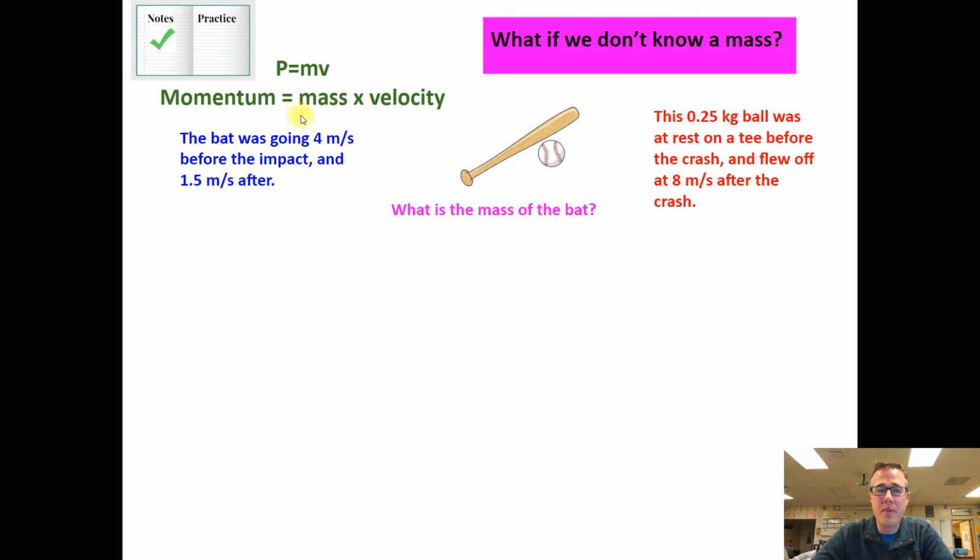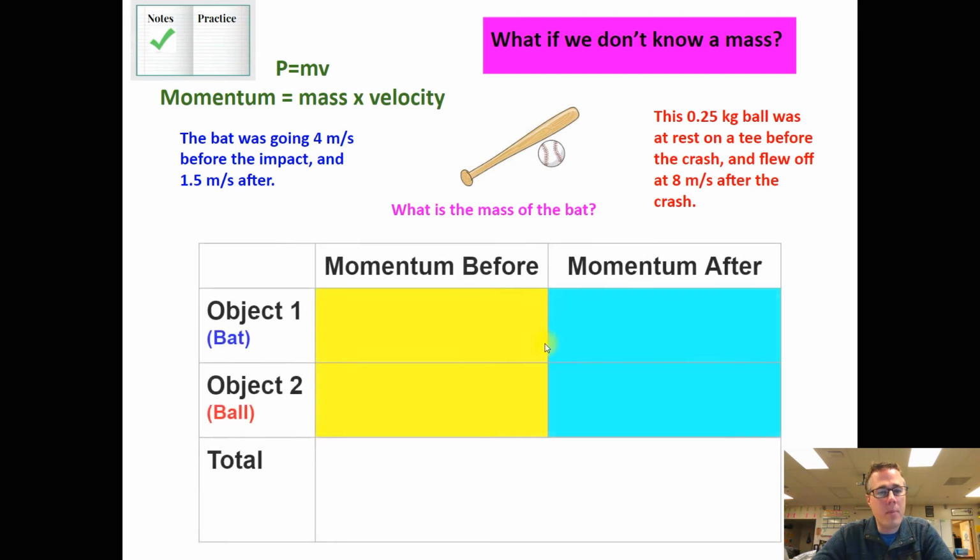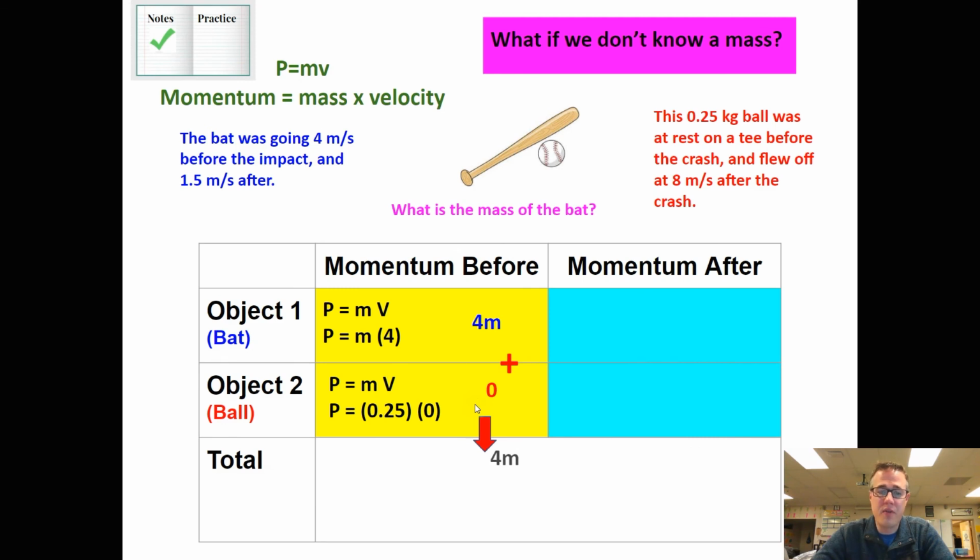So we know everything about the ball. We know some of the velocities for the bat, but we're trying to find the mass of the bat. But our process is still the same. We're going to use our table and just start plugging in the things that we know. So for the momentum before for the bat, since we don't know the mass, we're going to leave it as an m. Our velocity before, it said in the question that it was going 4. So we're going to solve as 4m, 4 times m. For the ball, it was at rest, sitting on a tee. So anything at rest has no momentum, so that's 0. We're going to add them together and drop it down into the box below. So 4m plus 0 is just 4m.